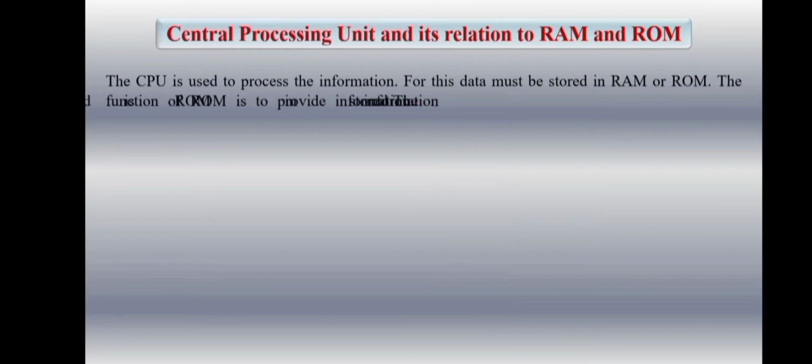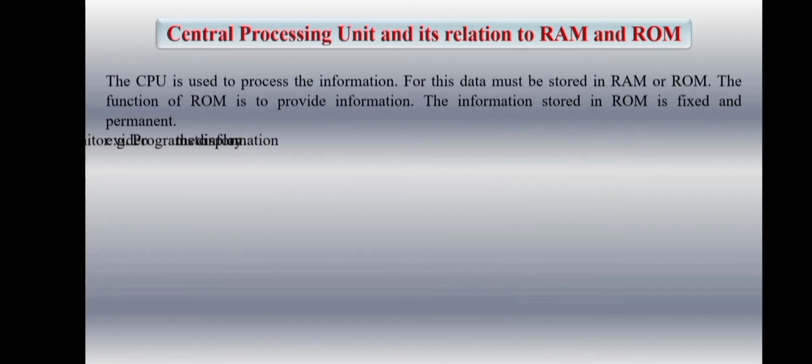The CPU is used to process information. For this, data must be stored in RAM or ROM. The function of ROM is to provide information. The information stored in ROM is fixed and permanent. For example, programs to display information on the video monitor, and programs for testing and finding the total amount of RAM installed on the system.